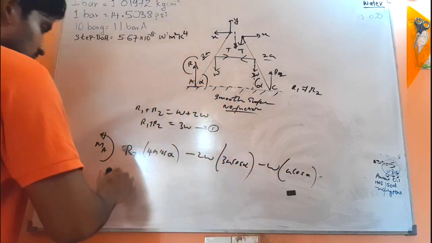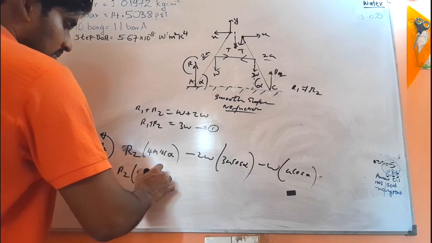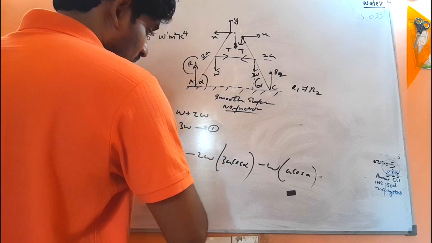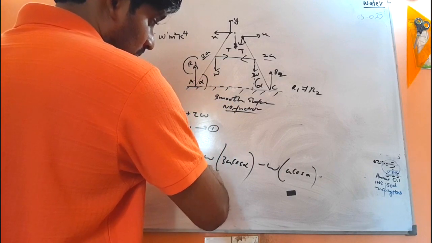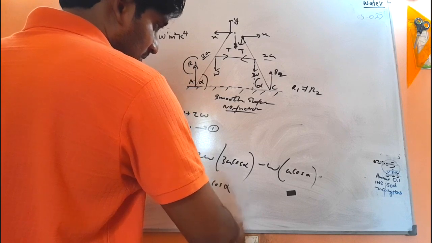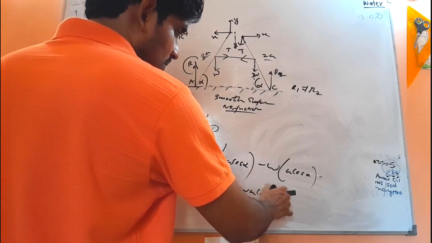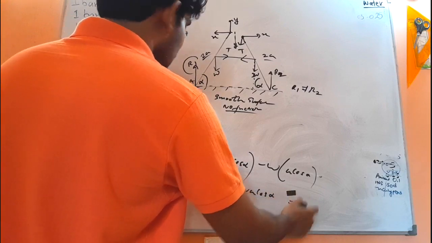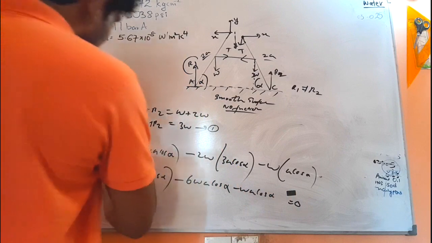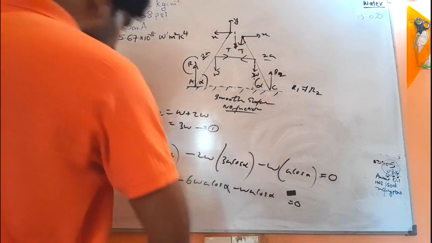Then R2 times 4a cos alpha minus 2W into 3a, minus 6Wa cos alpha, minus Wa cos alpha, equals 0, right? Because when considering the equilibrium, the moment about point A must be 0, so this must be 0.